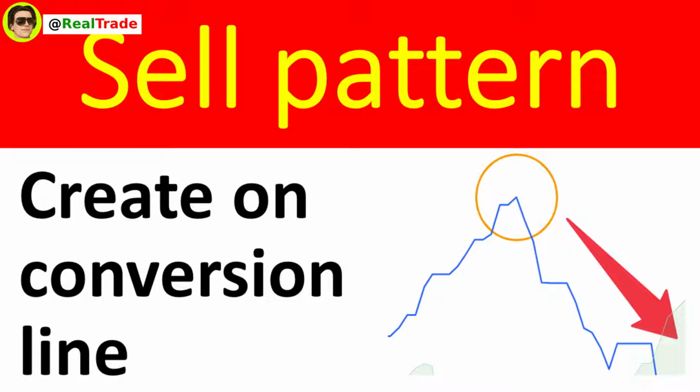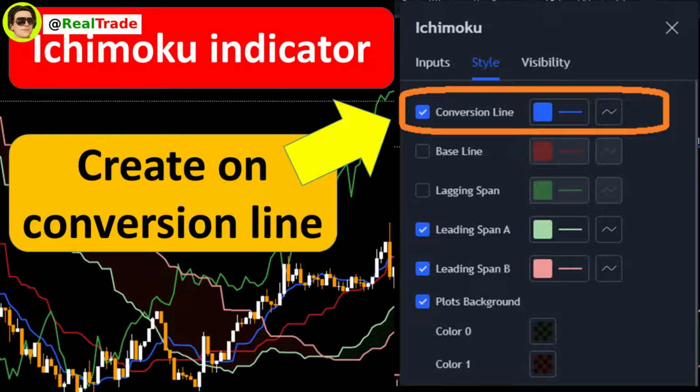In the Ichimoku indicator, create on conversion line sell pattern. Sell pattern is very important. It is a powerful strategy and has a good profit. Watch the screen, watch the show.